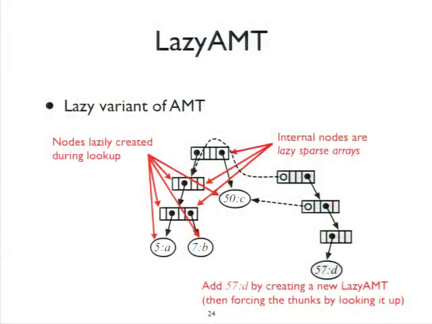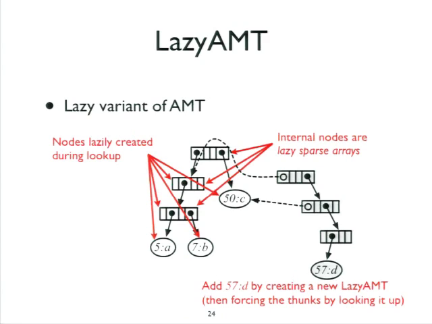OK, so a lazy AMT is a lazy variant of this, where the internal nodes are lazy sparse arrays. And again, the idea here is that these arrays are going to be computed as they're needed, where the laziness is essentially inherited from the laziness in the trace data structure. And the nodes are going to be lazily created during lookup.